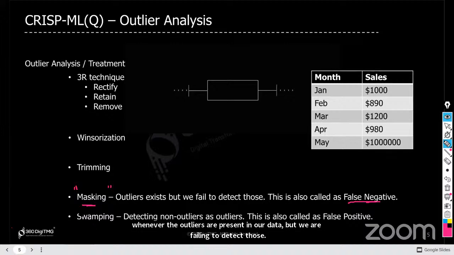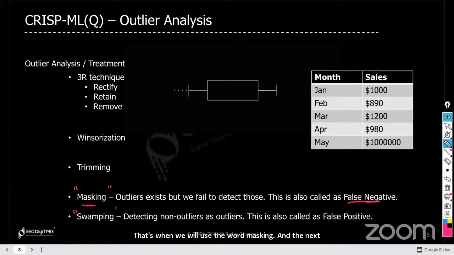And the next word that we have is swamping. Swamping is nothing but detecting non-outliers as outliers. There are a few data points which are not outliers, but because of some reasons, we are detecting those as outliers. That is called swamping. This is also called a false positive. This may also happen because of a lot of reasons, like oversight or lack of knowledge. We are detecting the non-outliers as outliers. So these are the various reasons to use the words masking and swamping.